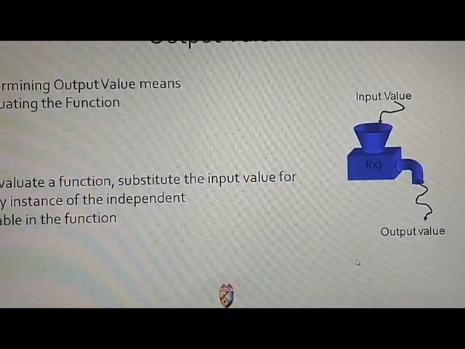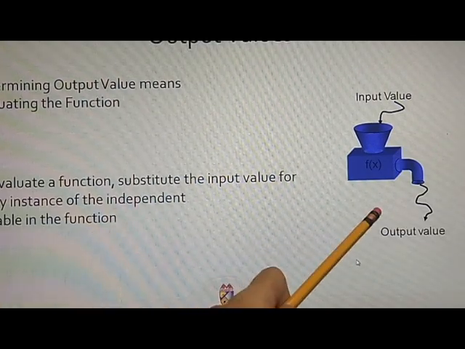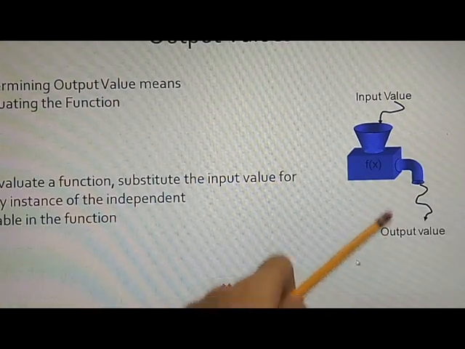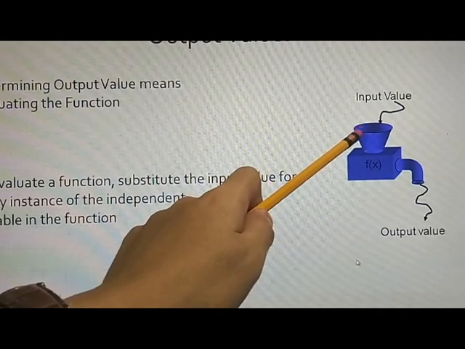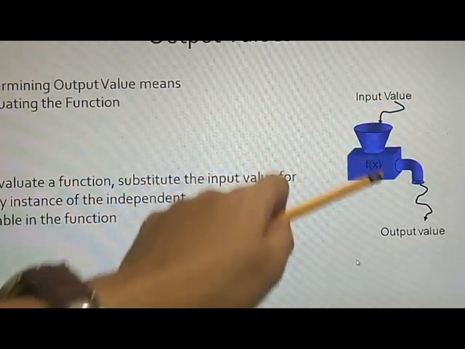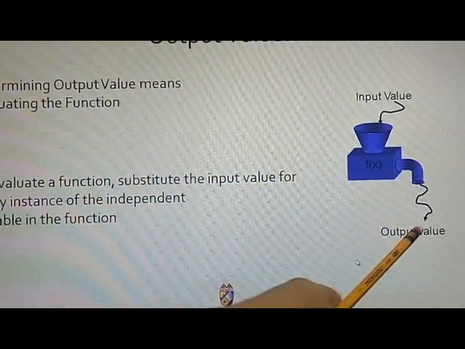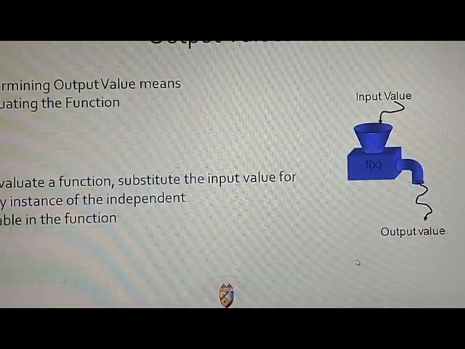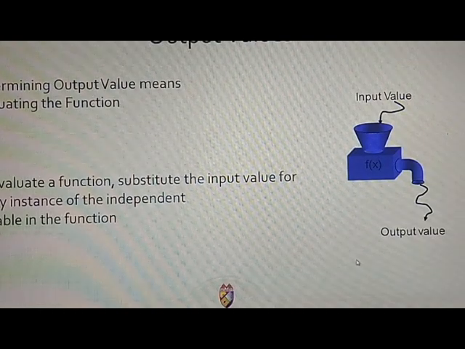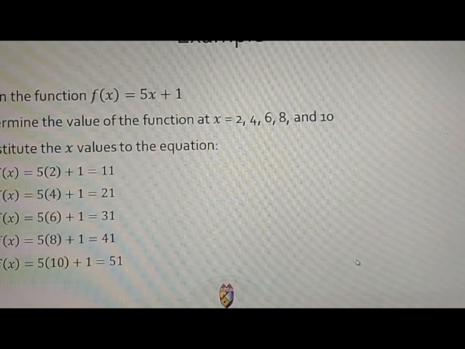So lagi nyo tatandaan, nakadepende lagi yung output value sa input value. Kung ilan yung nilagay mong input, perform the operation, and then magkakaroon ka ng output value. So depende sa operation performed. Okay, so example.